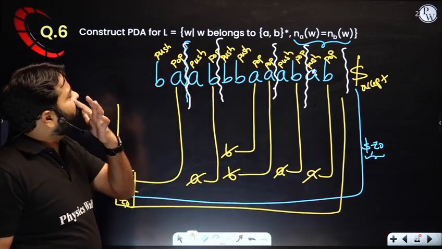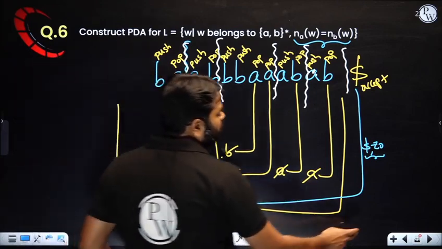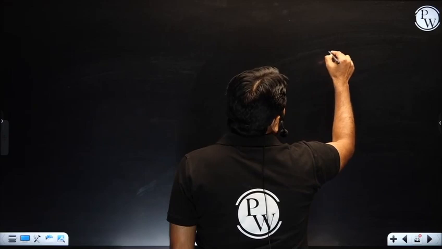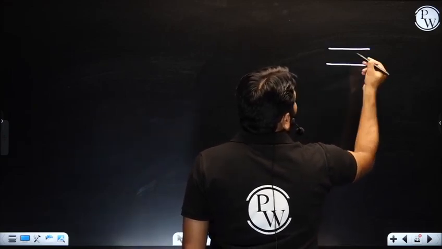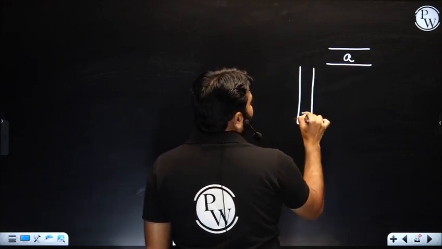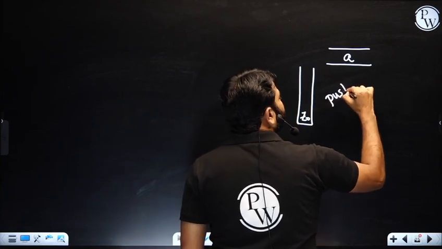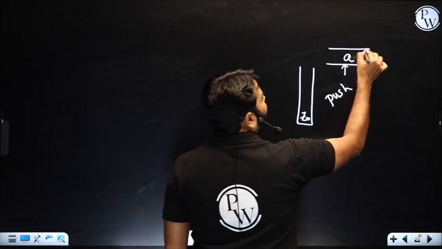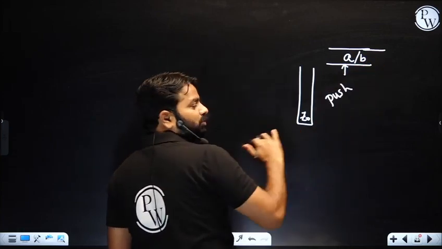So based on this, I'm going to design now. What are the conditions you are going to consider? Let's say you have A here and the top of the stack is Z naught. What do we do? We push. Not only this, A or B, doesn't matter. In both situations we push.